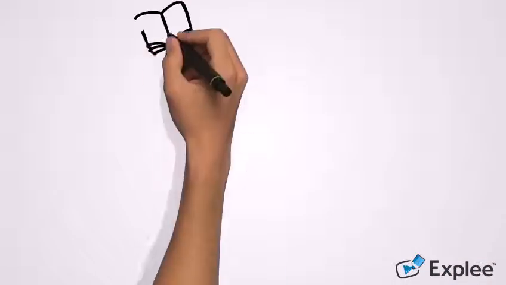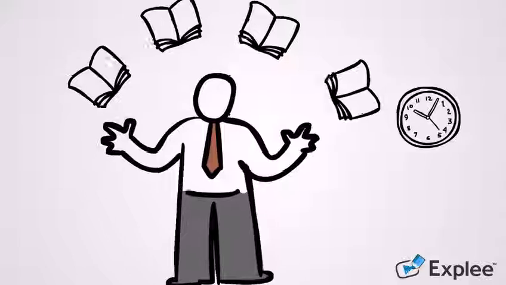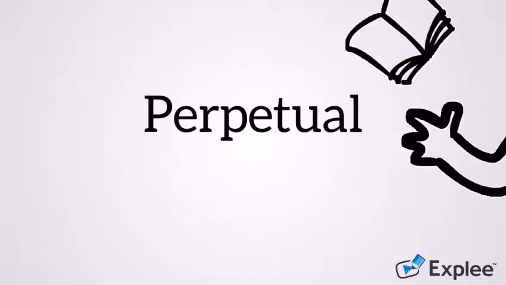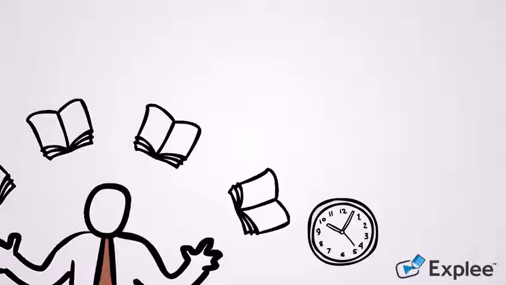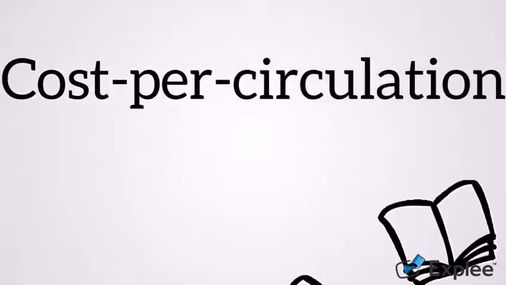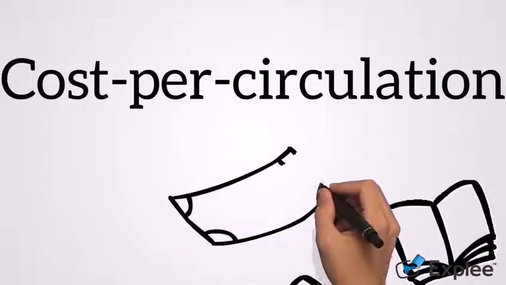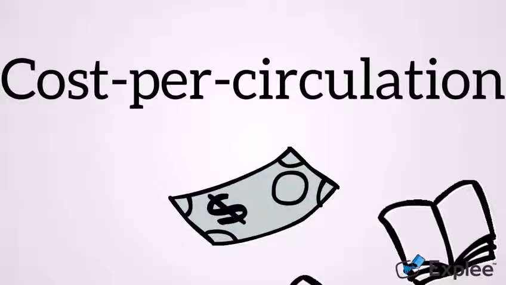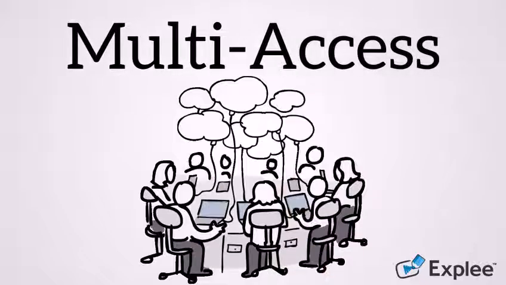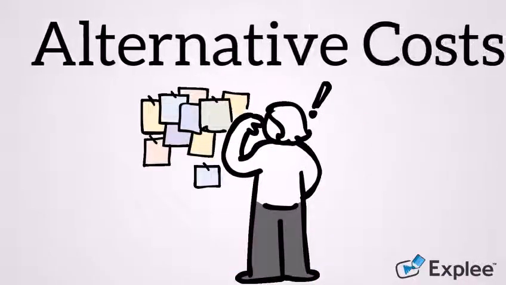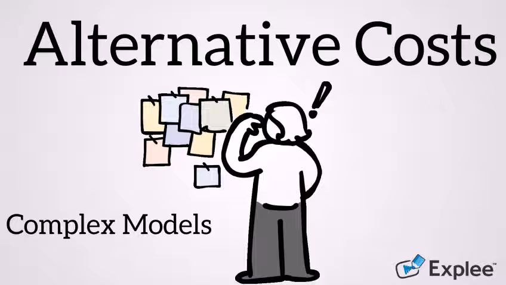In the one copy, one user model, a digital resource can only be used by one person at a time. But with perpetual access, there's no time limit. Whereas with metered access, there is access for a set period of time or the number of times that something can be borrowed. With cost per circulation or the pay per use model, the library or organization has to pay a certain amount of money each time the resource is borrowed. With multi-access, one resource can be used by multiple users at a time, but usually this is not an economical choice.